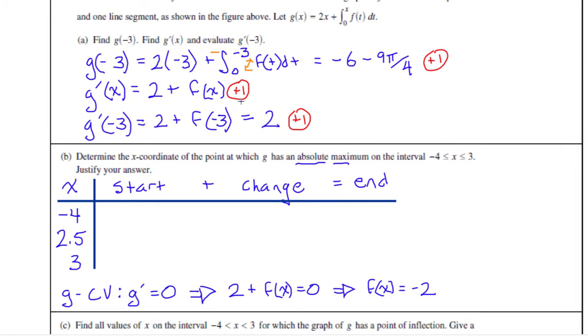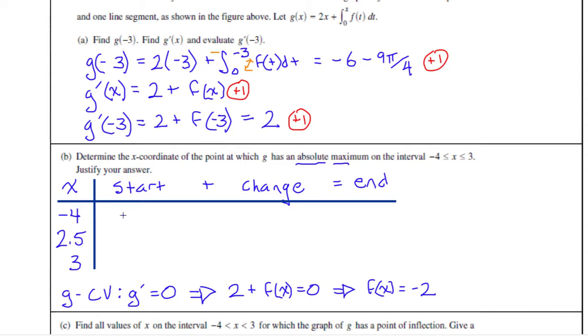Because that's the start of g(x). Right? It kind of makes sense, because here it's telling us to determine the x-coordinates of the point at which g, not g prime. Yes, you're right. So you're trying to find g, so not f. So if you plug in the start point into g, it's going to be 2x plus the integral from 0 to negative 4.